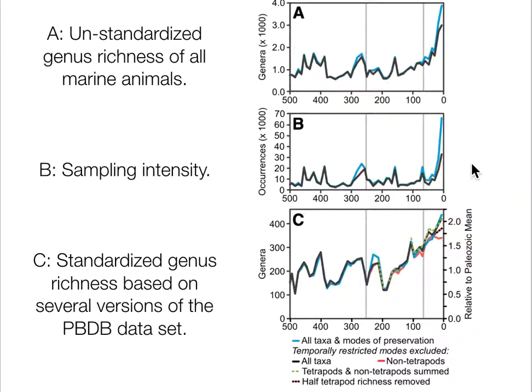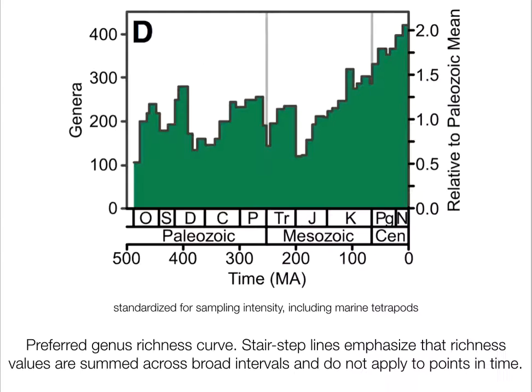So you can kind of get freaked out at the similarity between these two. But then in C, they standardized genus richness based on several versions of the paleobiology data set. The different colors here: in red, they've excluded tetrapods. In green, they've summed tetrapods and non-tetrapods together. And in this dotted one, which is really hard to see, they halved tetrapod richness to try to account for a bias towards tetrapod preservation because they have more robust bones and things like that. So anyway, the details aren't super important. The point is that they challenged a lot of the assumptions in the sample standardized Alroy version, and they came up with their own new version. So this is generic diversity.